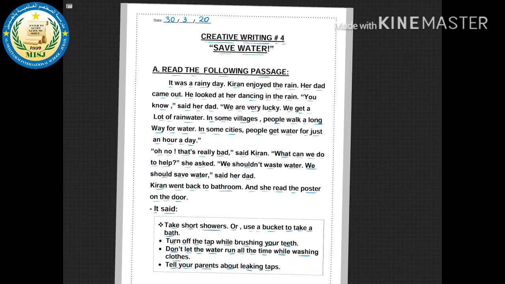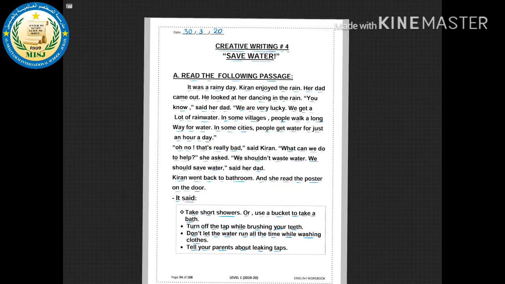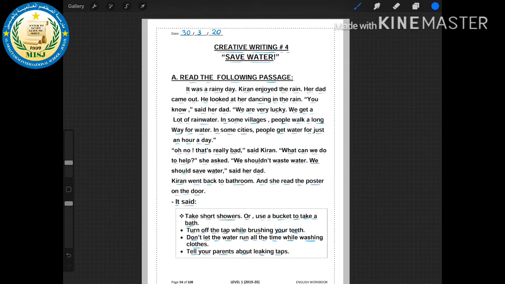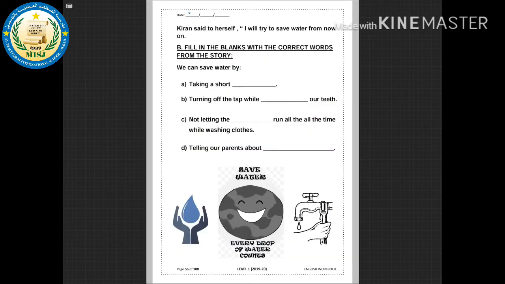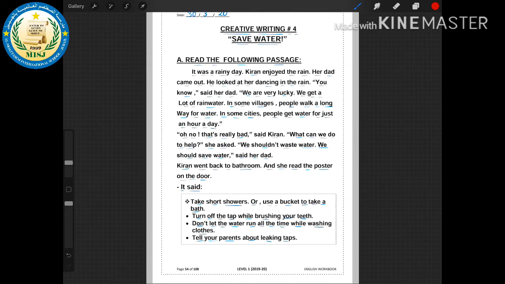Students, please open page number 55 now. We are done with reading page 54. Write the date on top, 30th of March 2020. Alright, let's continue with the reading. Kiran said to herself, "I will try to save water from now on." So students, it's time to discuss the story in this passage.